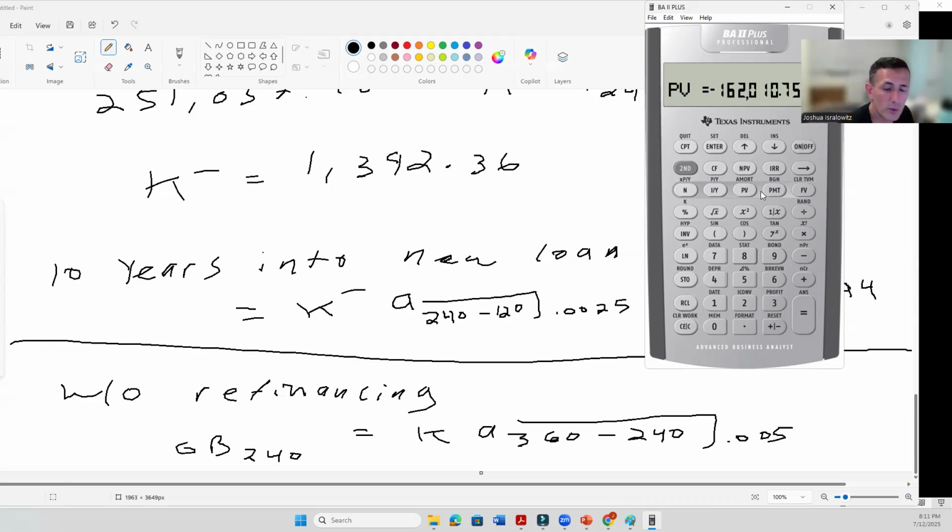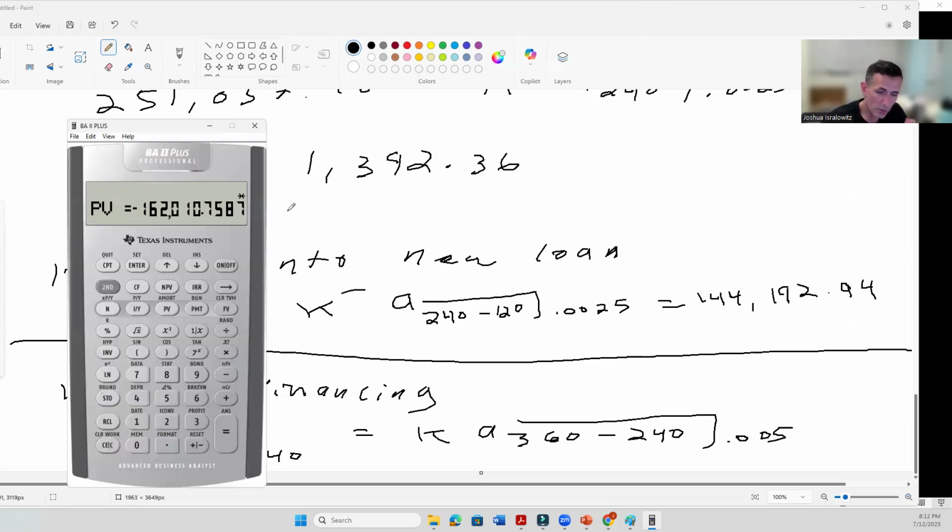Yeah, so not only do you have much lower payments, but you owe much less after 20 years: 144,192 versus 162,101. So interest rates decrease, refinance. That's the point. You will make everyone, including yourself, happy. You'll have more money.